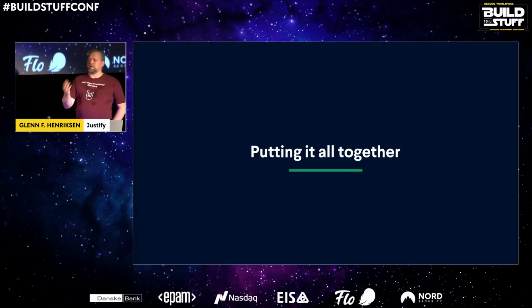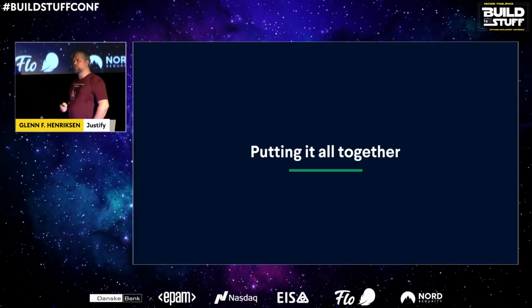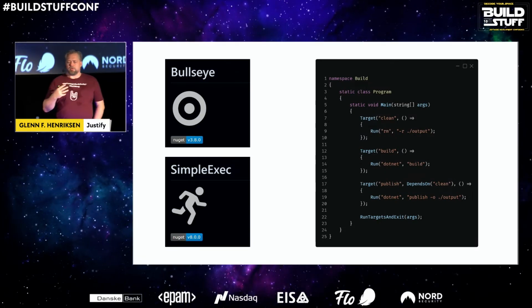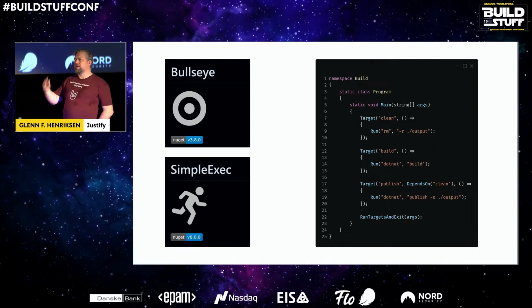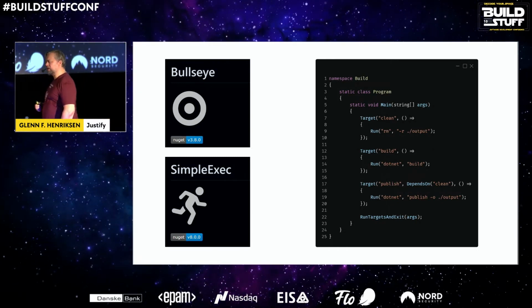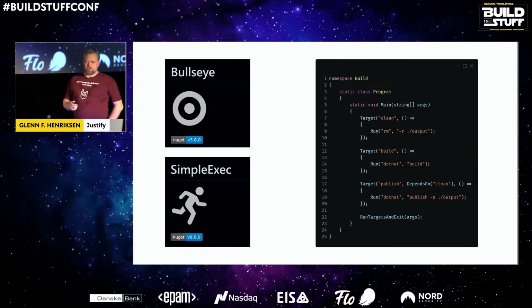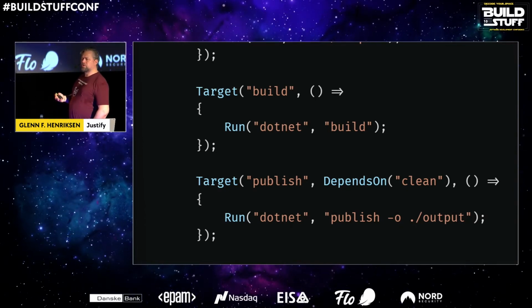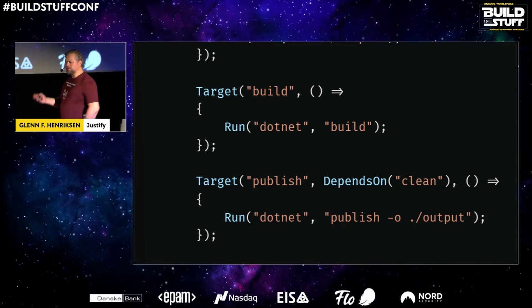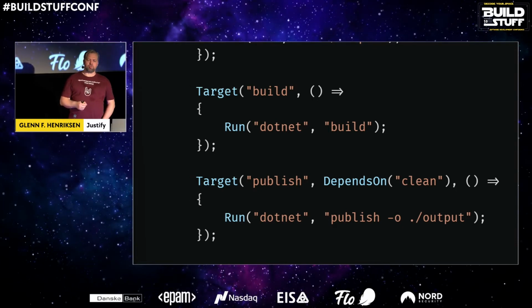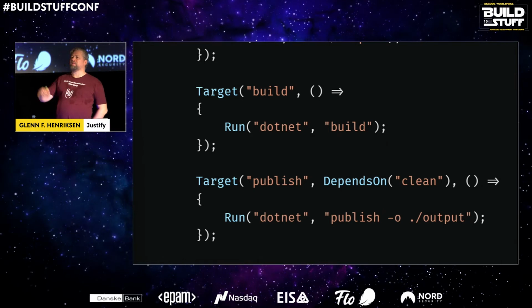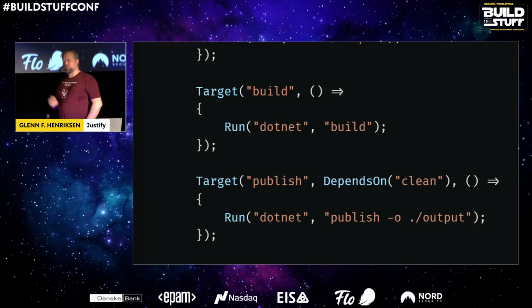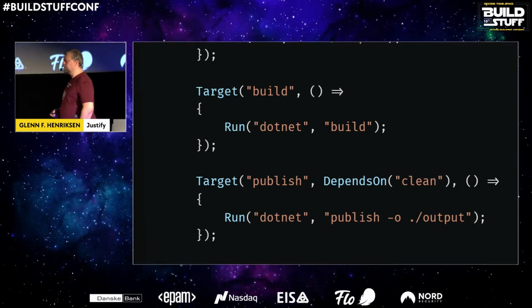But these things also need a little bit of organization. So we're using something called Bullseye in combination with something called SimpleExec to get a nice dependency graph with Bullseye of target and its dependencies. So we can organize these commands. So we have a target here. We have a target build, and if you run the target build, you will run dotnet build. And then there's another target called publish, and that depends on a target called clean. So we'll automatically run that first, and then it will run dotnet publish. This is a simple example.